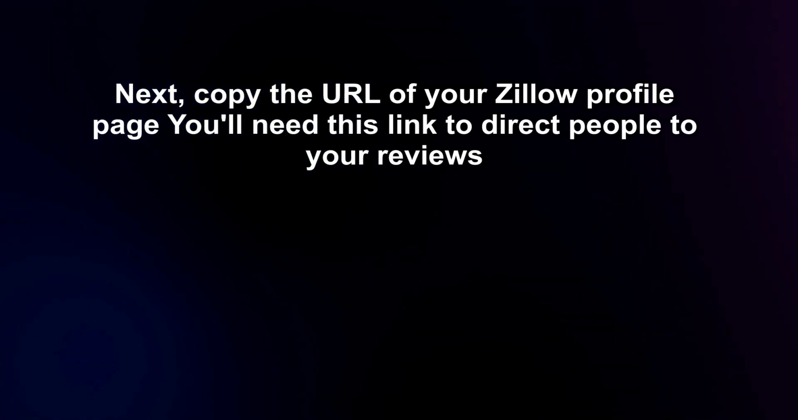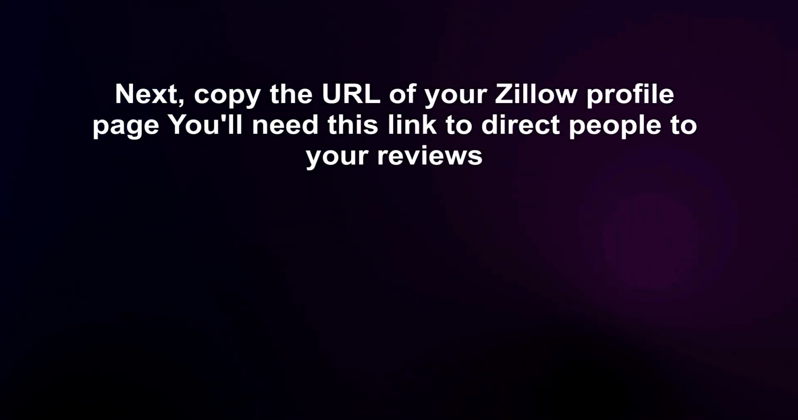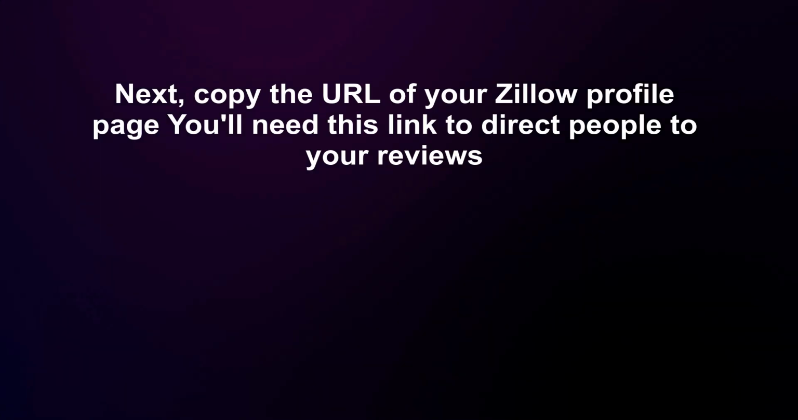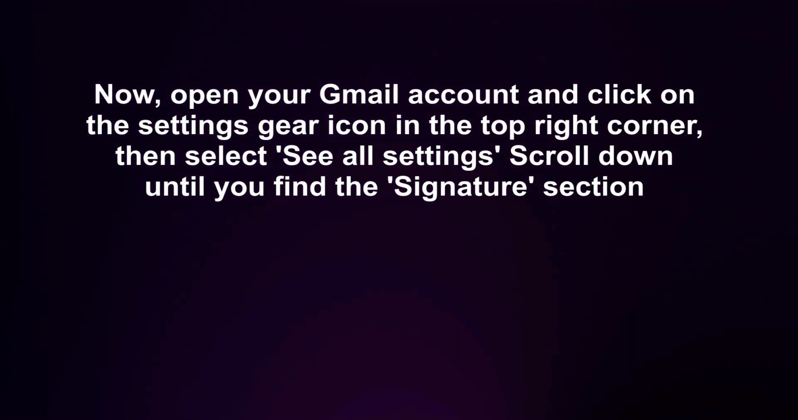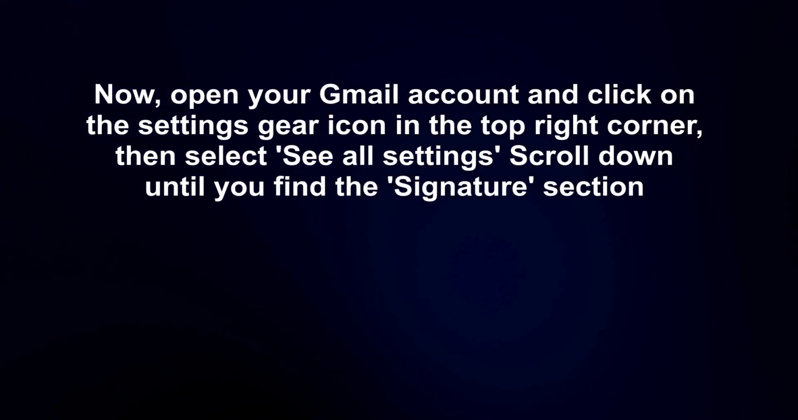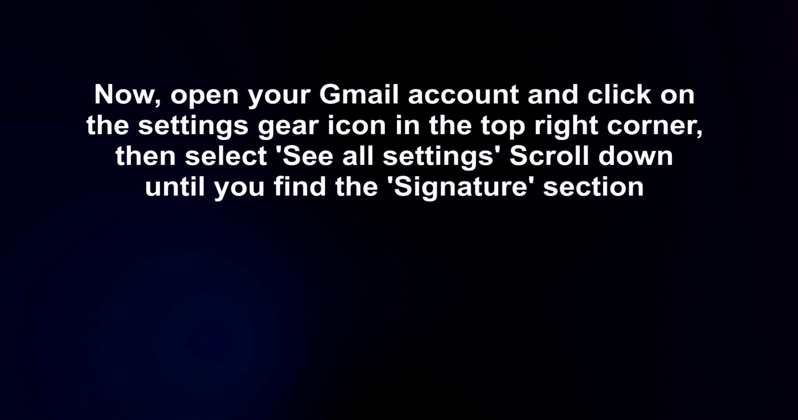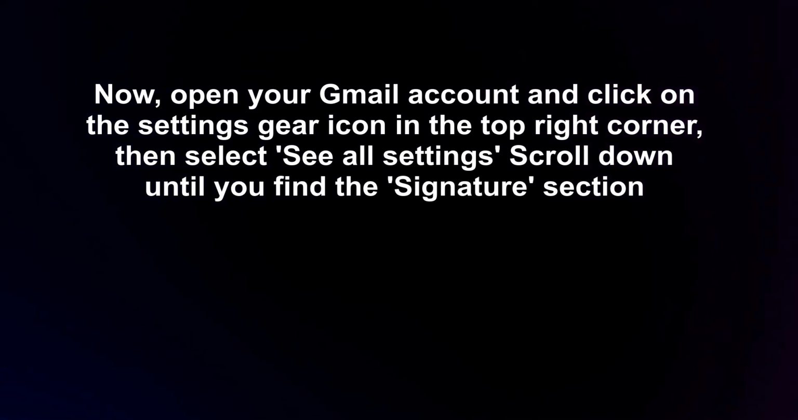Next, copy the URL of your Zillow profile page. You'll need this link to direct people to your reviews. Now, open your Gmail account and click on the settings gear icon in the top right corner. Then select See All Settings. Scroll down until you find the signature section.